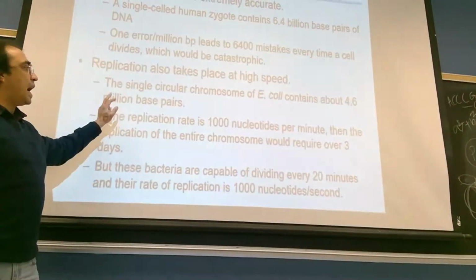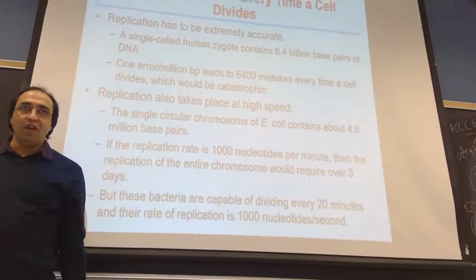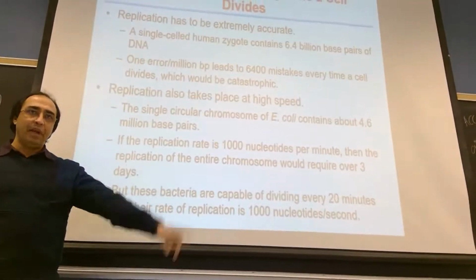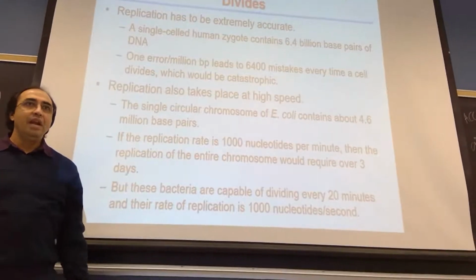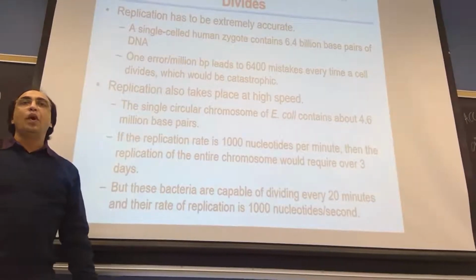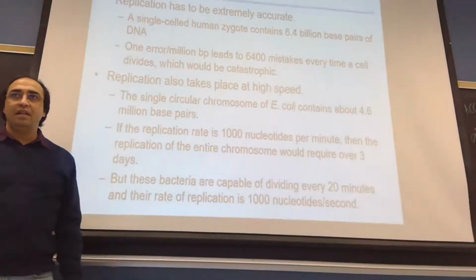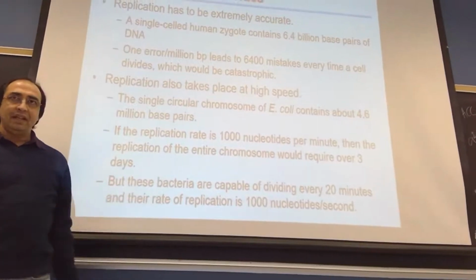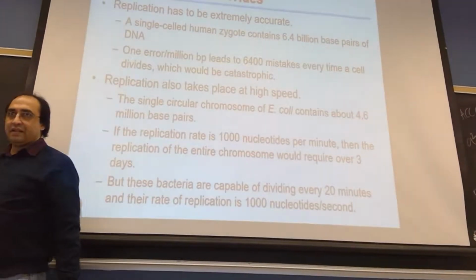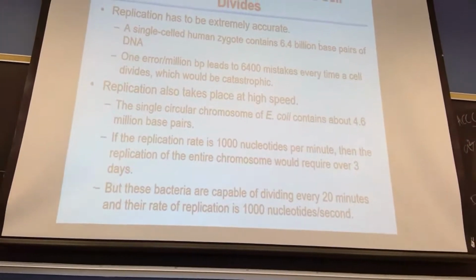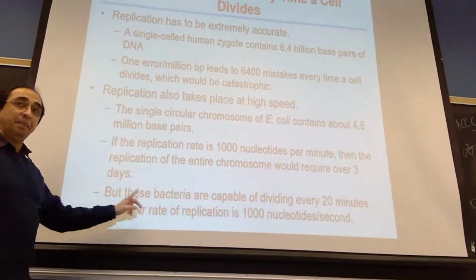And if the replication rate were 1,000 nucleotides per minute, then it would take 3 days to replicate. But E. coli replicates in 20 minutes. Every 20 minutes they can replicate. The speed is 1,000 nucleotides per second. In 1 second, they can replicate 1,000 nucleotides. This is high speed.